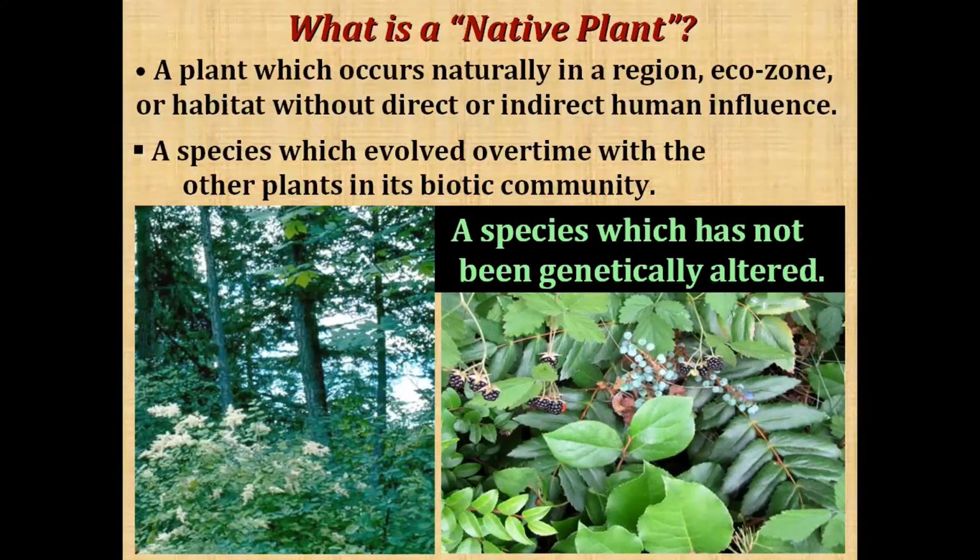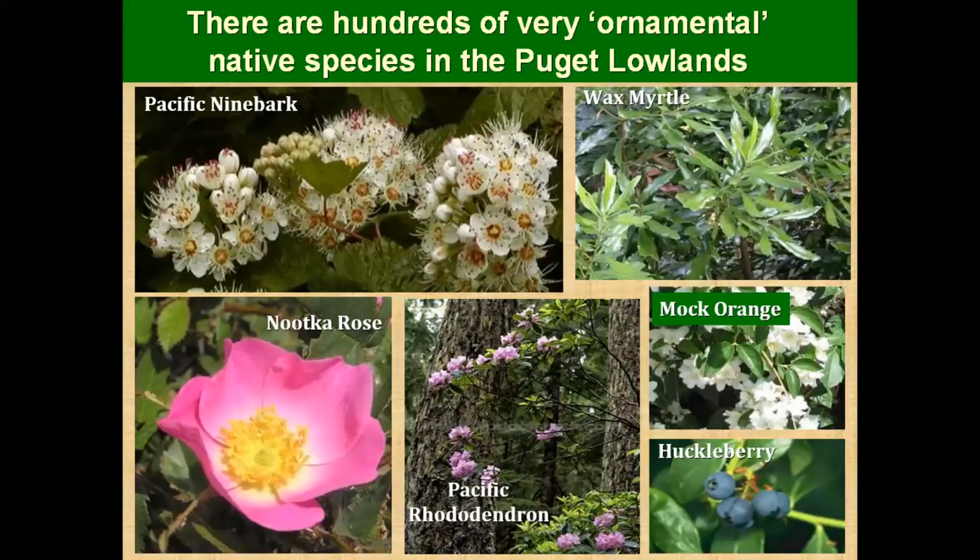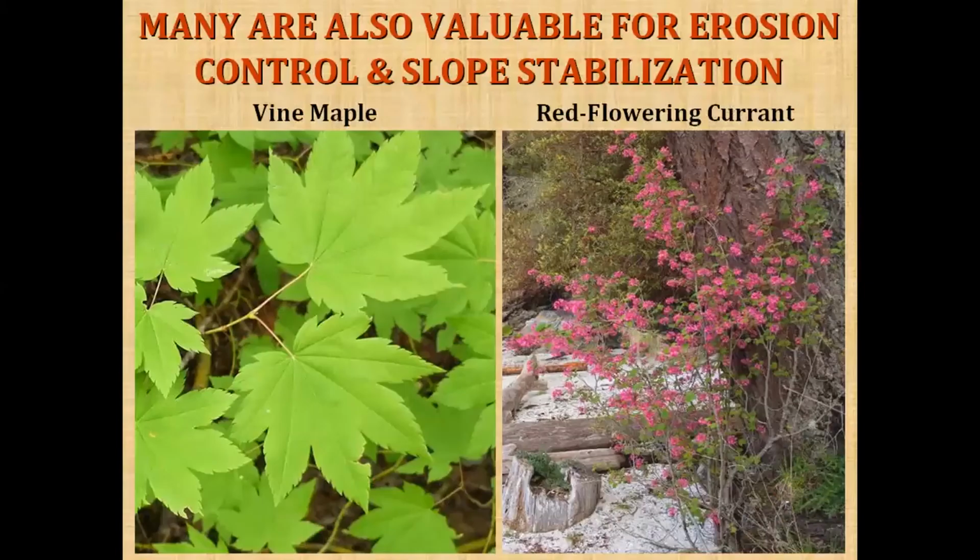There are hundreds of really ornamental native plants in the Puget Lowlands. Some of them are gorgeous, and many are also valuable for erosion control and slope stabilization. And there are some great resources out there. A couple as examples are vine maple and red flowering currant, which have actually become very popular in Britain. So the English garden is incorporating Pacific Northwest natives.